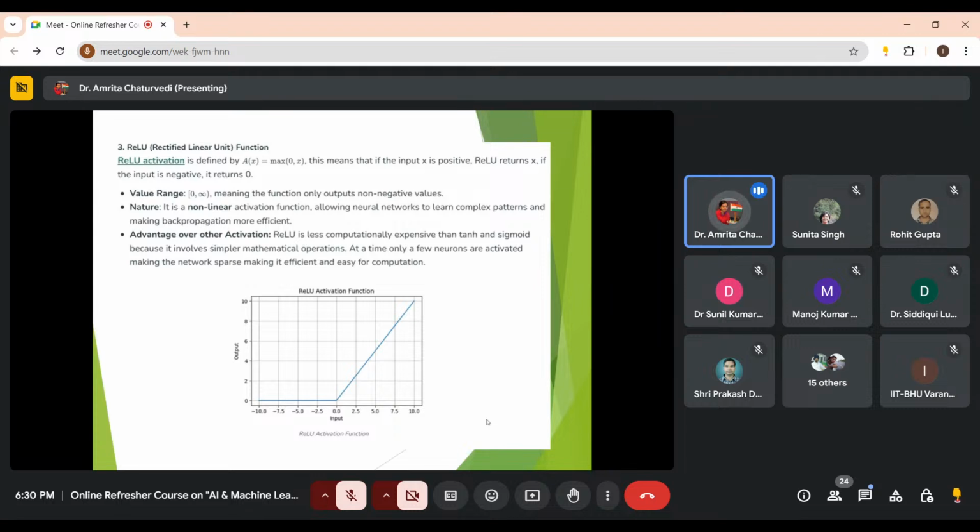It has advantages over other activations. First of all, it is computationally less expensive than tanh and sigmoid, because here we have a simpler mathematical operation. And at a time, only a few neurons are activated, making the network sparse, making it efficient and easy for computation.